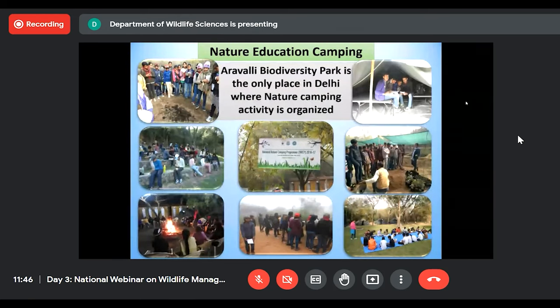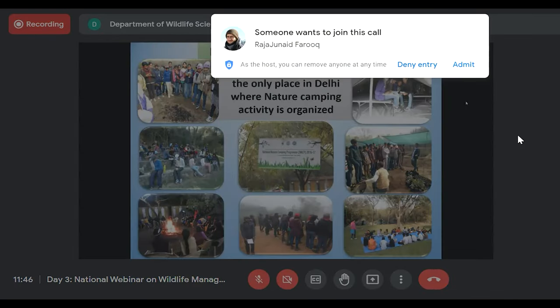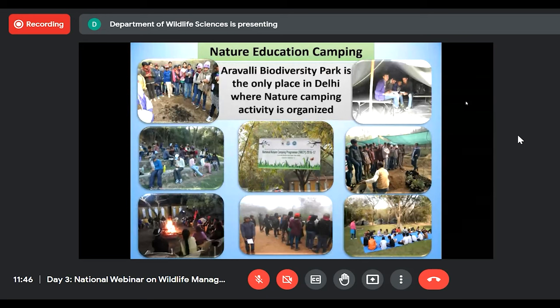We provide nature education and camping facilities, which are very basic. We provide them tents and camping activity, for 40 hours, day and night. We have a module and different activities performed by students. This is to expose them to the limitations of nature, and to show that even when you are in nature, you can survive. It is also a message to change lifestyle so that flora and fauna get space wherever they are.